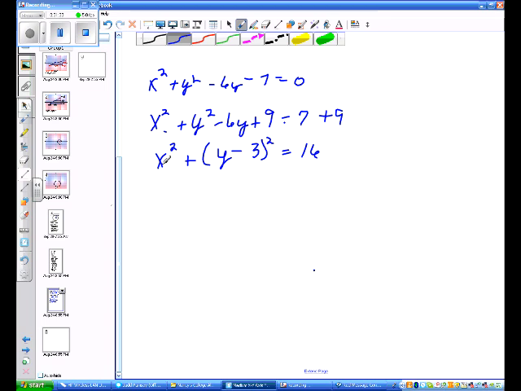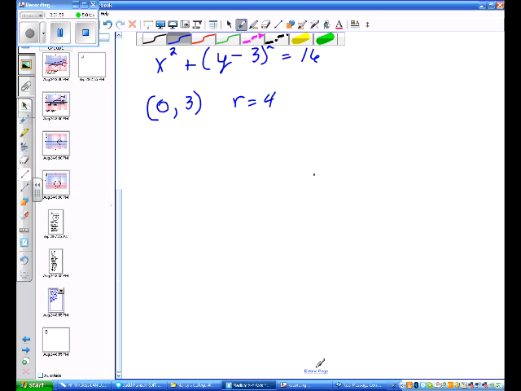Well, when we go to identify our center, this one we're not transforming anywhere. We're not shifting, therefore it stays at the 0. So we have 0, 3. Again, when you're dealing with things inside the parentheses, you undo. So we would add 3. And then our radius is 4.